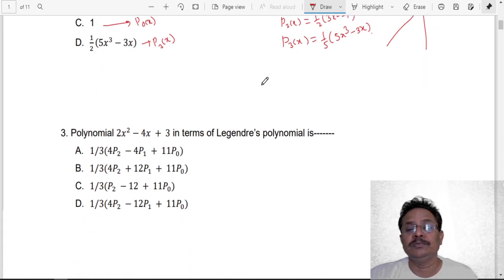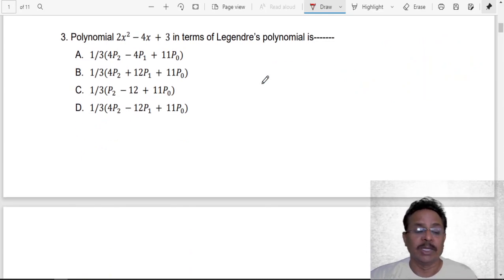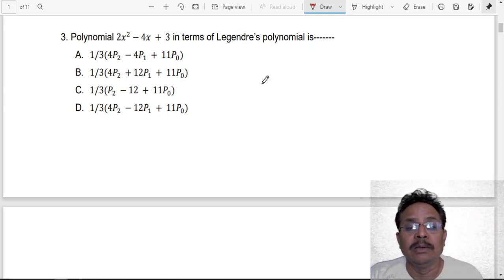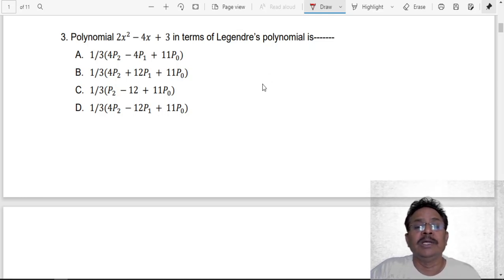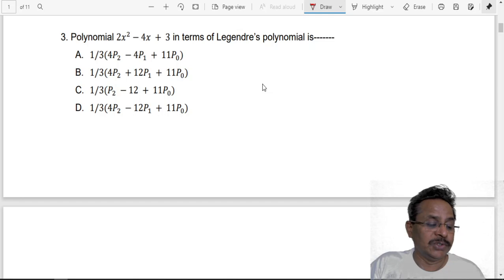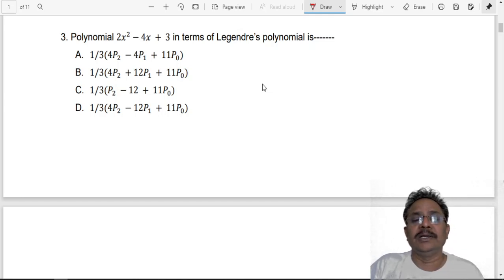Now let's move to question number 3. This is one more typical problem in your textbook. So what is that particular problem? We have been given some polynomial, and you have to fit this polynomial in terms of what is called the Legendre polynomial. These are the different forms that have been given. So this polynomial is 2x square minus 4x plus 3. Actually it should be equal to 0 or not needed.